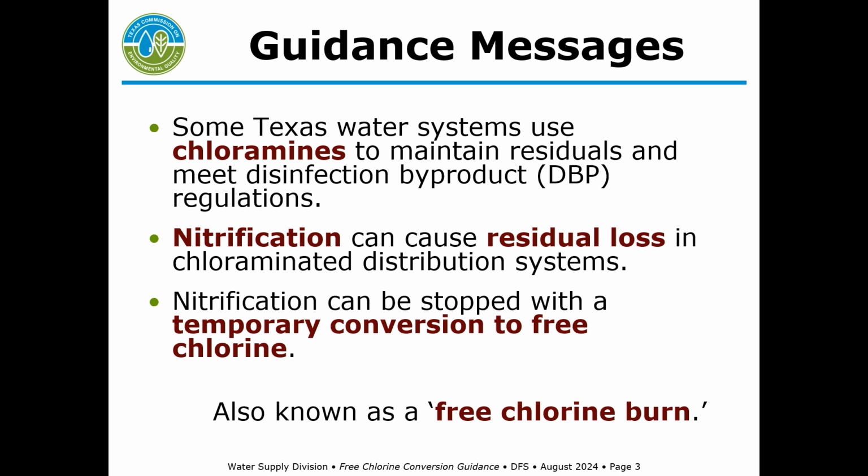Just some overall messages here. Some Texas water systems use chloramines, and any system that uses chloramines can have nitrification. Chloramines are used usually to maintain residuals and meet disinfection byproduct regulations. If you do have nitrification going on, it can cause you to lose your residual, and that's really what we're here to talk about, how to fix that. And that can be stopped with a temporary conversion to free chlorine.